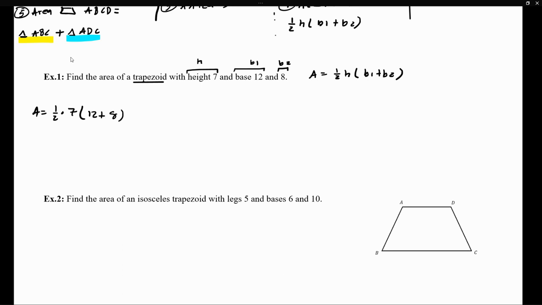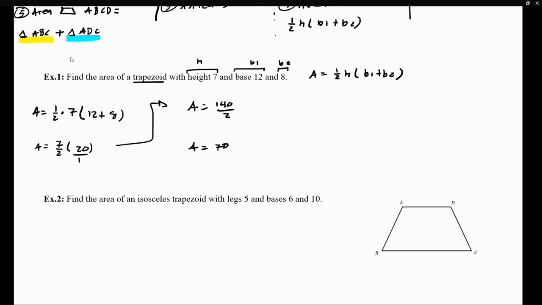And now at this point, it's just a matter of simplifying. So now this becomes 7 over 2 times 12 plus 8, that is 20. If we continue multiplying, you can think of 20 over 1, so 7 times 20 is 140. 140 over 2 is equivalent to just 70. But notice that we're talking about area, so it's not okay for us to just write 70. We need to have the unit squared.